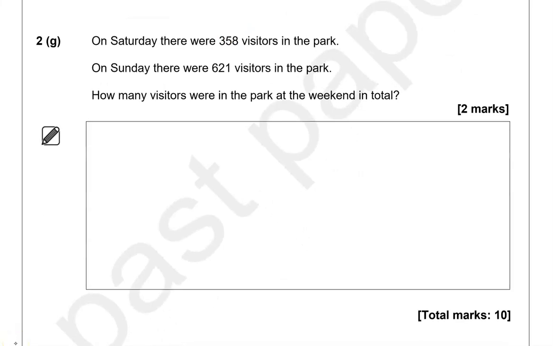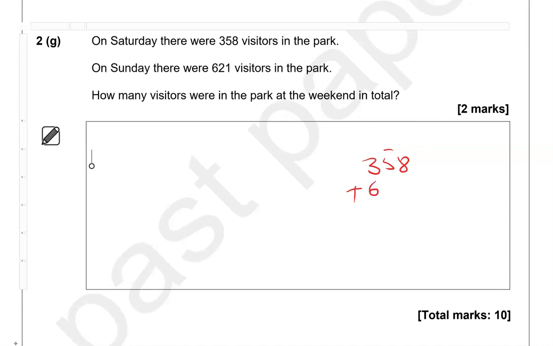On Saturday, there were 358 visitors in the park. On Sunday, there were 621 visitors in the park. How many visitors were in the park at the weekend in total? So 358 add 621. You could use a calculator or do it by hand and then check it with a calculator. 8 and 1 is 9, 5 and 2 is 7, 3 and 6 is 9. So 979.